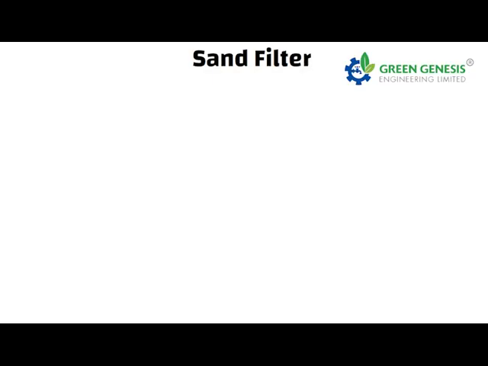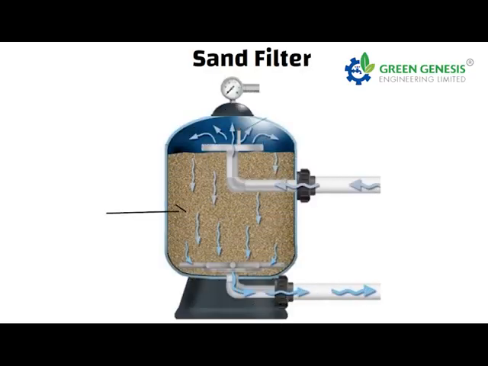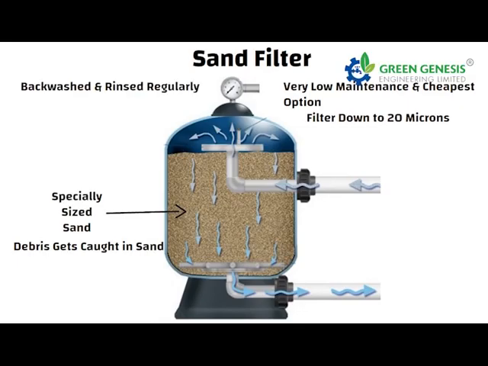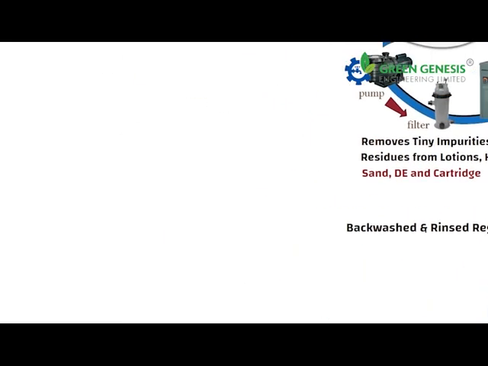Sand filter. Sand filters work by running water through specially sized sand. The debris gets caught in the sand as the water passes through. They are very low maintenance and the cheapest option. However, they only filter down to 20 microns. A sand filter needs to be backwashed and rinsed regularly, every 1 to 2 months depending on pool use.